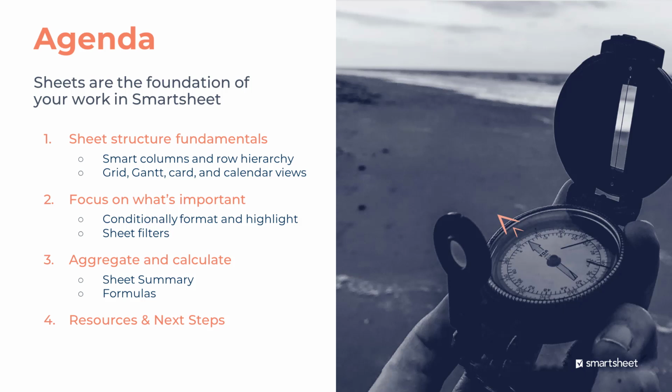Lastly, we're going to take a step back and really think about how do we understand what's happening in our sheet. Smartsheet is a collaborative work management platform, and that means you're going to be working with others, and others are going to be updating your sheet. So how do you understand all of those details at a higher level? Lastly, of course, we're going to look at resources available to you to learn more about these topics and suggested next steps to continue your education.